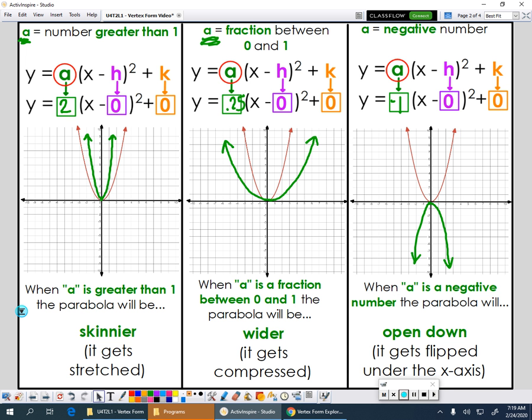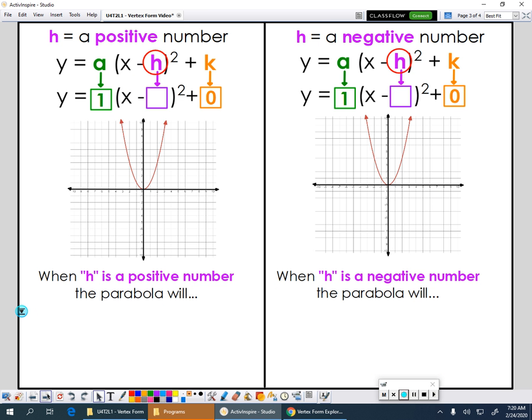So our a value controls 3 things. It controls how wide or how skinny our parabola is. It also controls the direction that the parabola opens, whether it opens up or down.